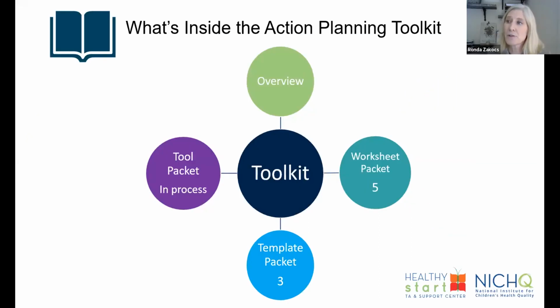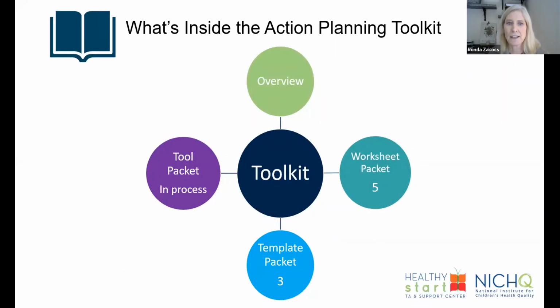And I believe that you received 3 PDFs prior to this call. Some of you may have had an opportunity to look at them, others not. So I just want to give an overview of what we mean by the action planning toolkit. There is a 3-page overview that kind of covers some of the things I just talked about. There is also a worksheet packet. Right now, there's 5 worksheets that your planning teams may or may not find useful to help you think through some of the action planning questions. And then there's a template packet that has 3 templates which you could actually use to create some of the documents to help communicate and share the idea.